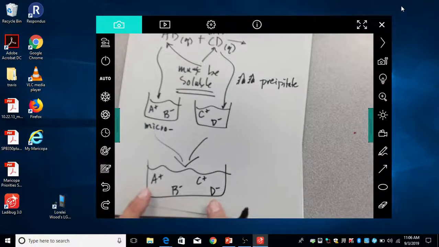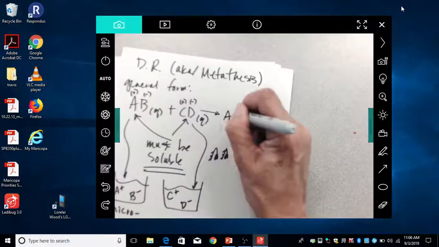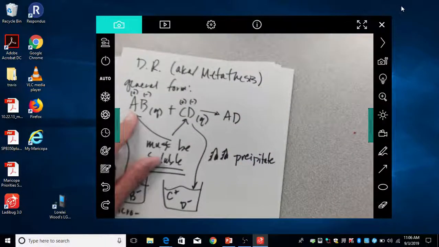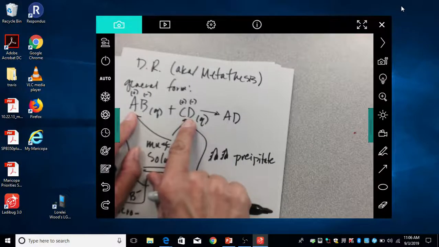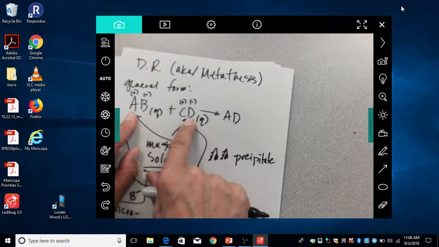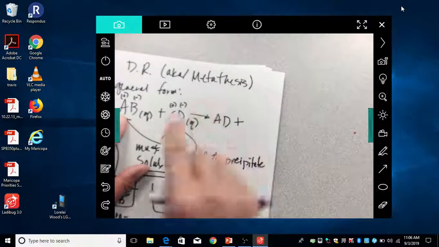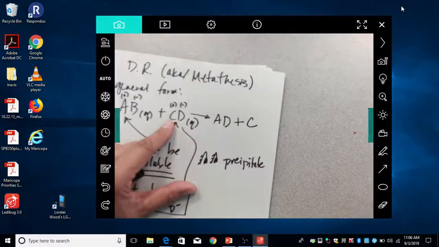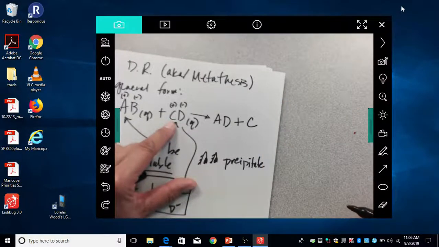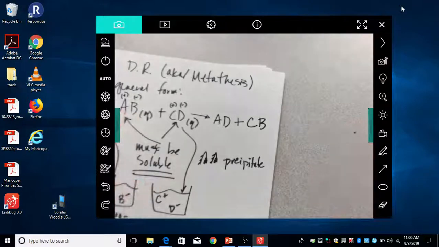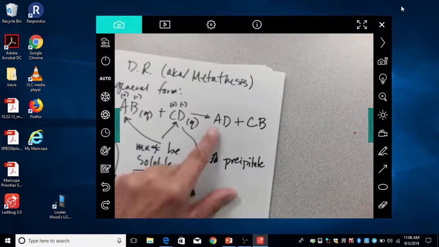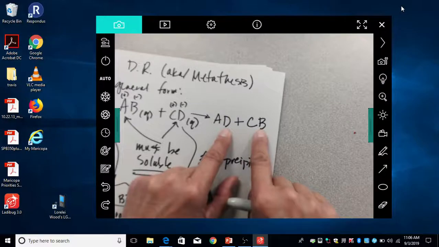So who could have hooked up? Would A and C hook up? No. Why not? They're both positive. Would B and D hook up? No, they're both negative. So maybe A and D might have hooked up. And you always put the A first, because that's the positive ion, and the negative ion second when you're writing the new formulas for products. The second thing you would always put is the second compound. C would go first because that's the positive ion in the new product, and B would be the second compound. So you always must put the positive ion first, the negative ion second.